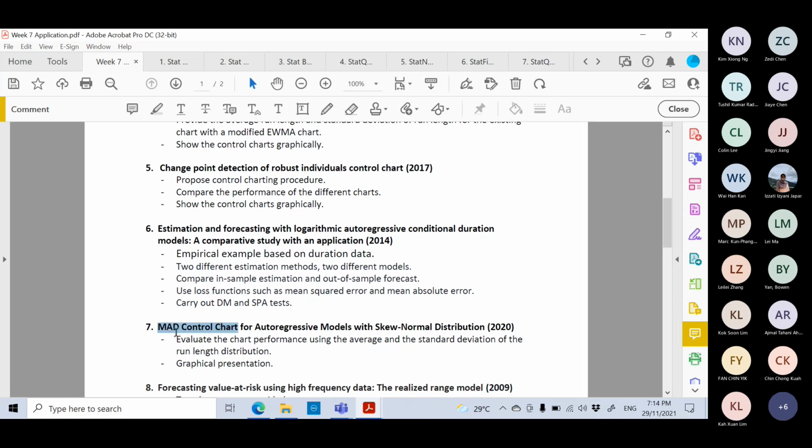For some students, maybe you know what the MAD is, median absolute deviation. This is one of the robust measures. So they formulate the control chart based on the MAD. At the same time, they also consider that their data consists of an autoregressive model. Then another thing is that the distribution of the data is a skewed normal distribution. So you can see that they have many components of statistical knowledge inside one paper alone. Okay.